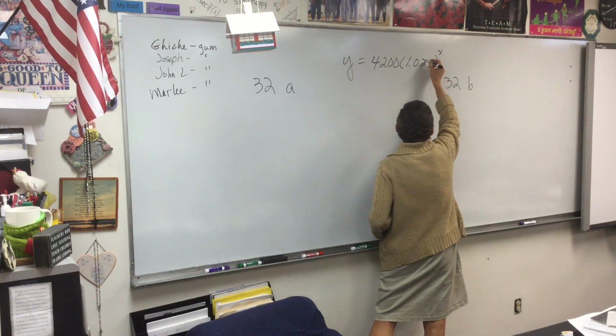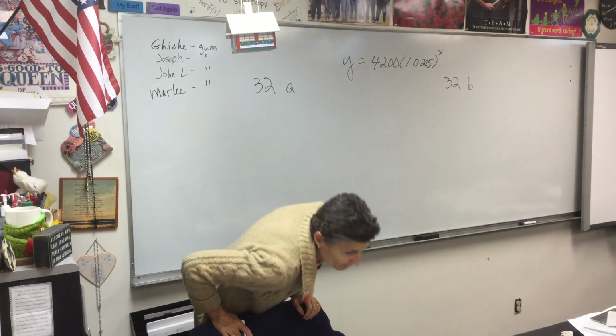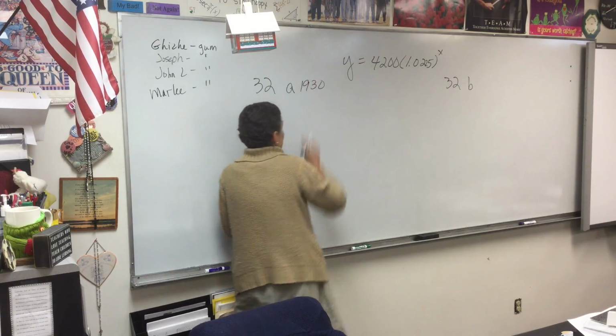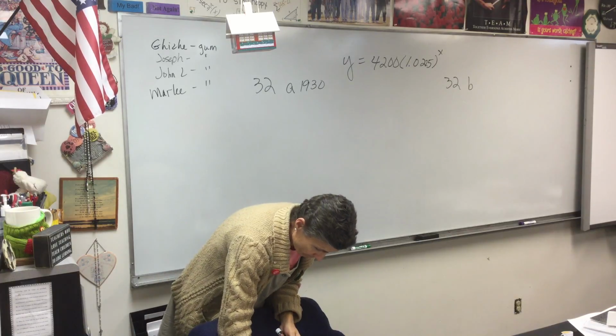Very good. Do you want us to do both years for A? You don't need to do both years. Just do what was the first one? 1930. What did you get? What are your questions? I got 6,554.